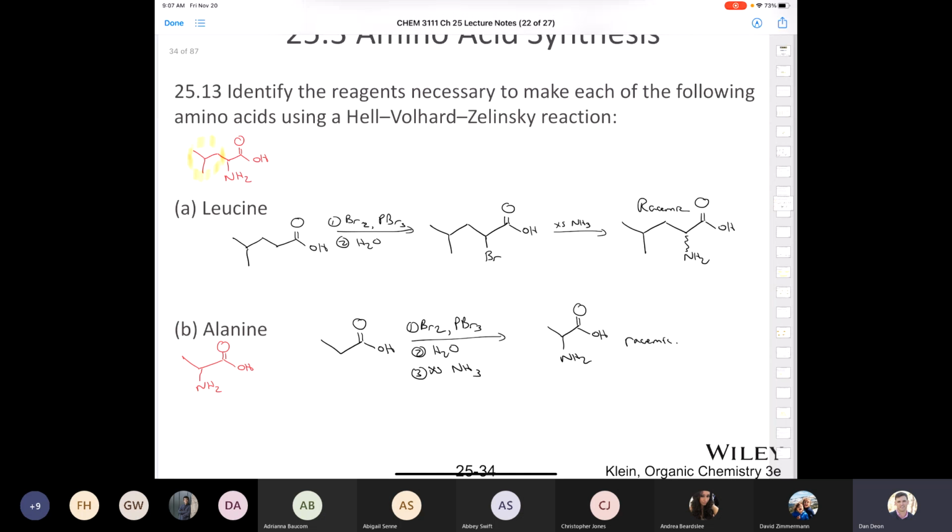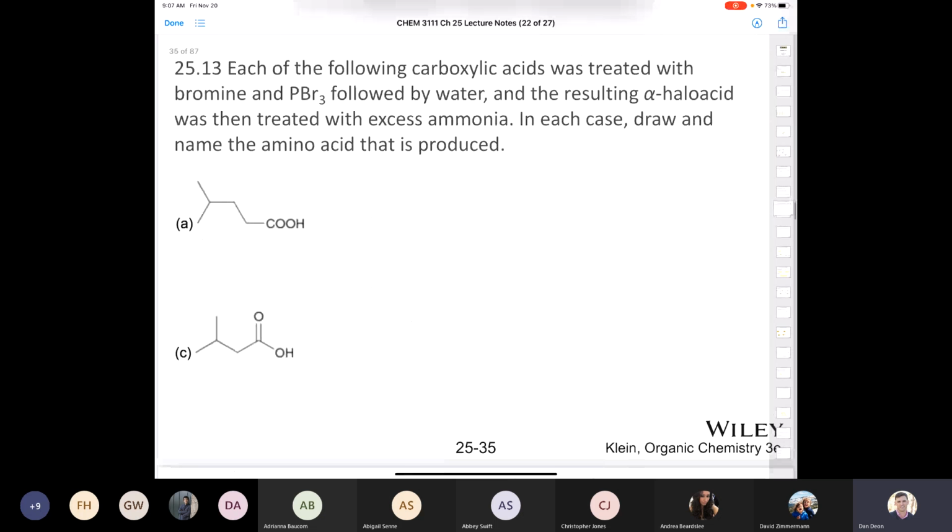Not a chiral synthesis. Let's try another one. Each of the following carboxylic acids was treated with bromine and PBr3, followed by water. The resulting halo acid was then treated with excess ammonia. Draw and name the amino acid that's produced.